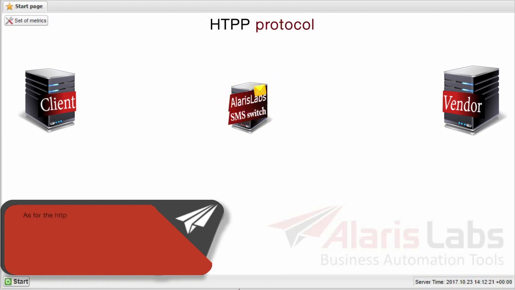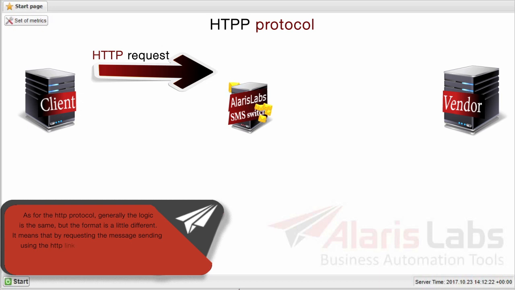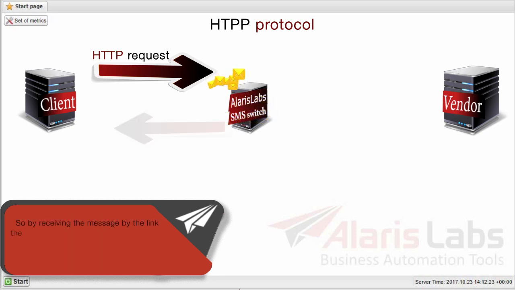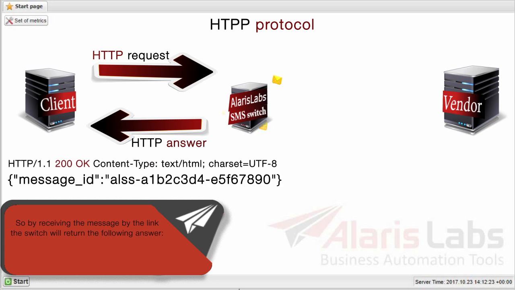As for the HTTP protocol, generally the logic is the same, but the format is a little different. It means that by requesting the message sending using the HTTP link, the switch will also return the error code with the status, but the form will be different. So by receiving the message by the link, the switch will return the following answer. Here, 200 OK is the code.